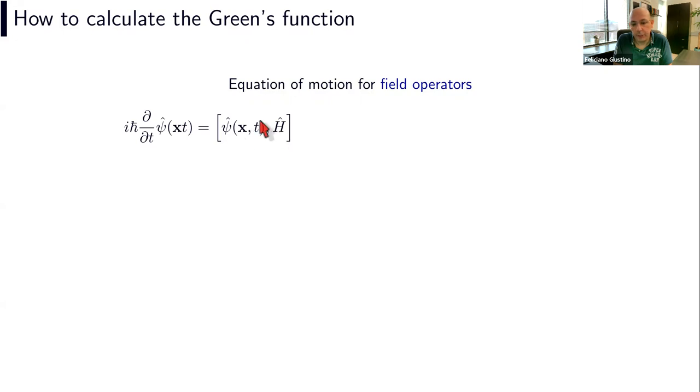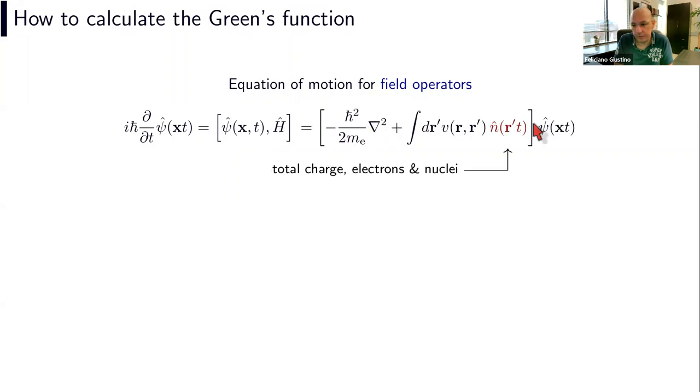In this commutator, you can evaluate it using the Hamiltonian I gave you a couple of slides back. And one can prove that that's the result that you obtain. So you have a kinetic energy and then some kind of potential acting on the electron field operators. This expression actually is very beautiful because if you remove the hat in these operators, that would be exactly the equation of motion of an electron in the Hartree approximation, okay? And this is the Coulomb potential, and this will be the density of, for example, the electrons.